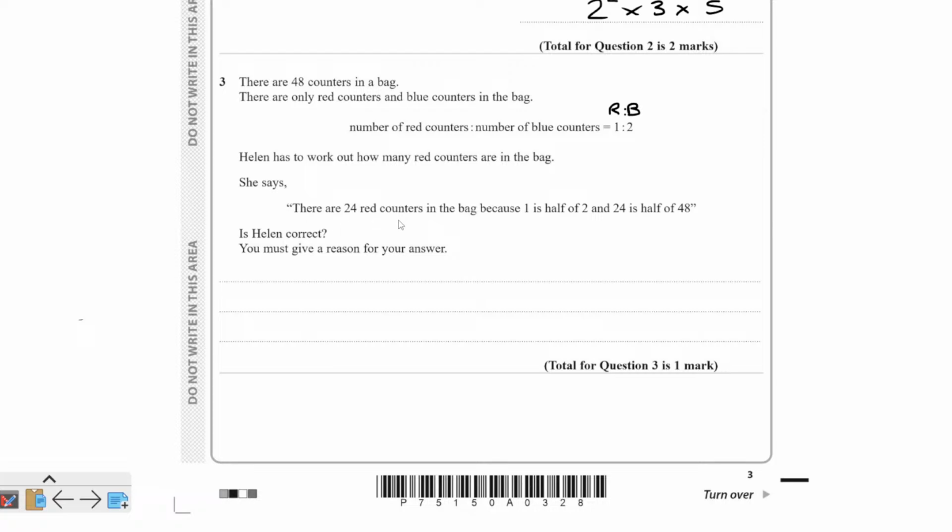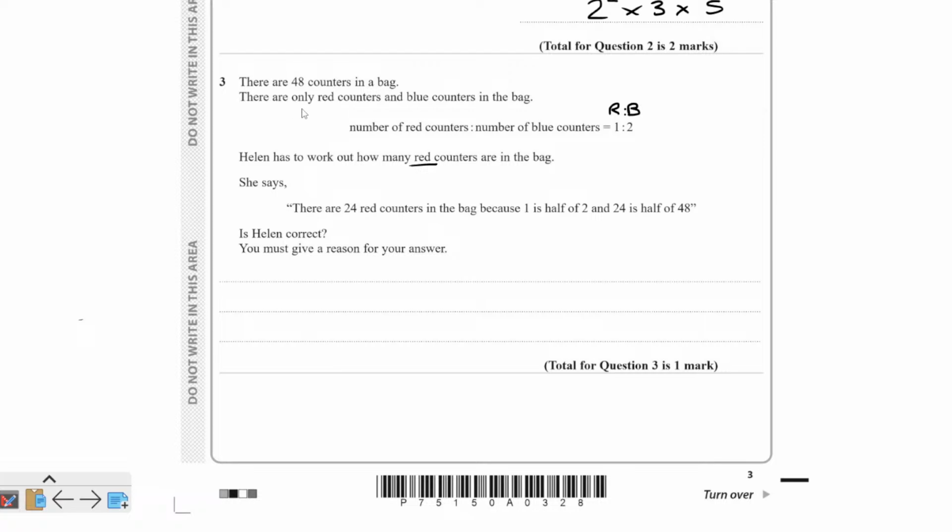She says there are 24 red counters in the bag because 1 is half of 2 and 24 is half of 48. Is she correct? And give a reason. Well, what I normally do in this case, if they ask you if someone is correct, is I just work it out myself, and if my answer is the same as theirs, then yeah, they are correct. If it's not the same as theirs, then they're incorrect. So Helen has basically worked out how many red counters are in the bag, so let's do that ourselves.